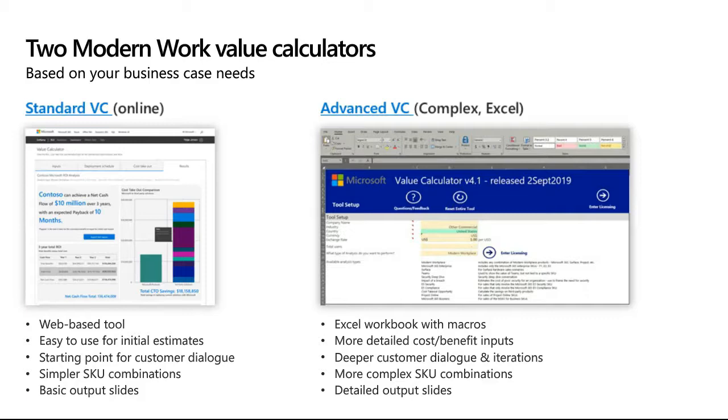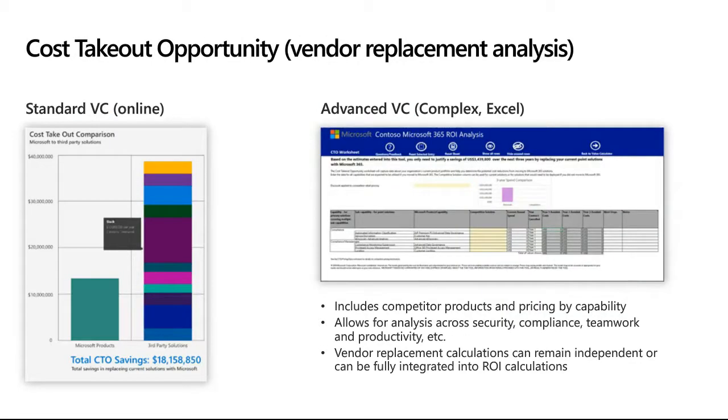The Microsoft CELA department, which is the legal department, has included the approved competitor list of prices that are available via the company website for estimation of vendor costs. This includes competitor products and pricing by capability and allows for analysis across security, compliance, teamwork, and productivity.